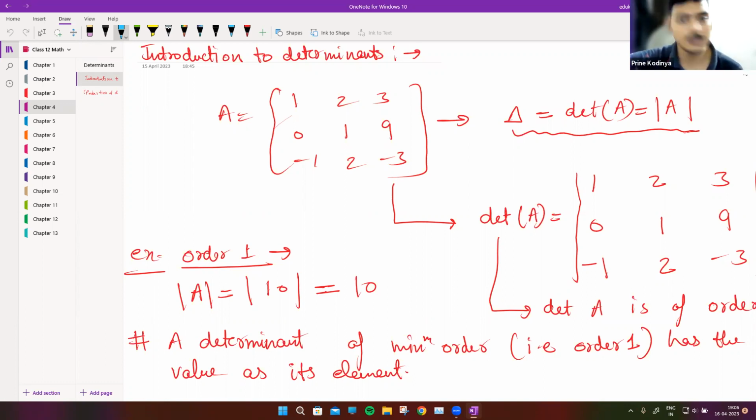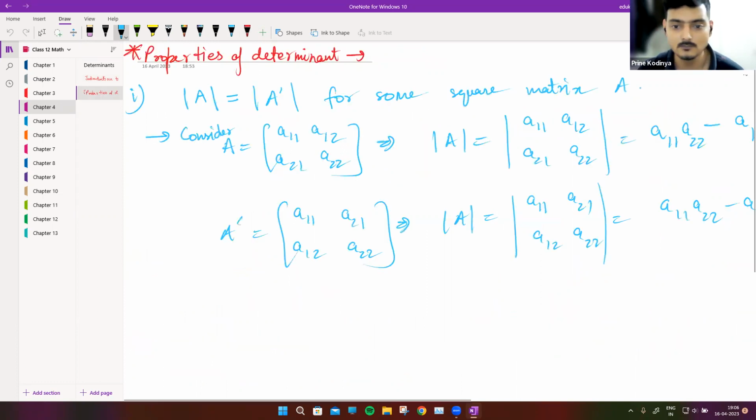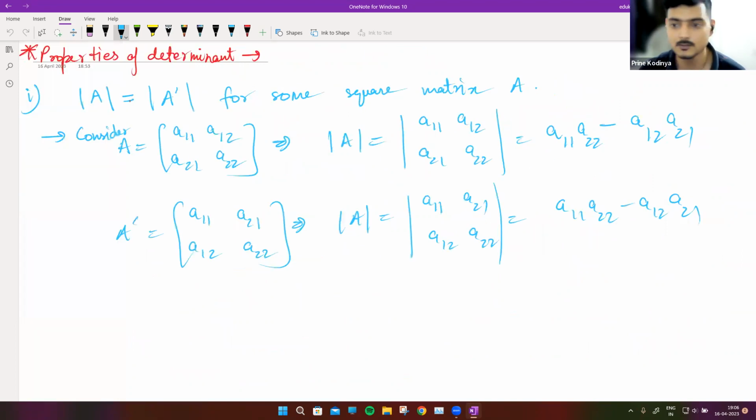Yes, the same. You can expand it along any of the 3 rows or any of the 3 columns. So when you interchange rows and columns, that doesn't change the value of the determinant. This is a very important property: the determinant of A is always equal to the determinant of A dash. And I have also tried to show you with some numerical values. This is the first property.